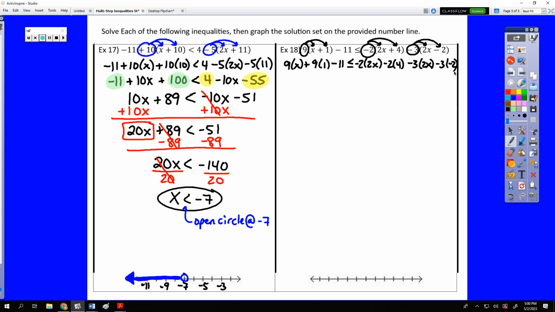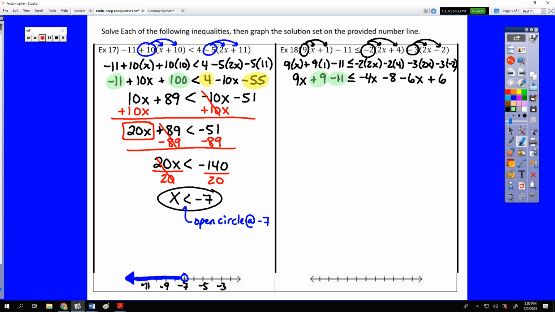We actually multiply each of these things, which would be 9x plus 9 minus 11 is less than or equal to negative 4x minus 8 minus 6x plus 6. This takes care of the expand step. Next, we need to combine like terms.